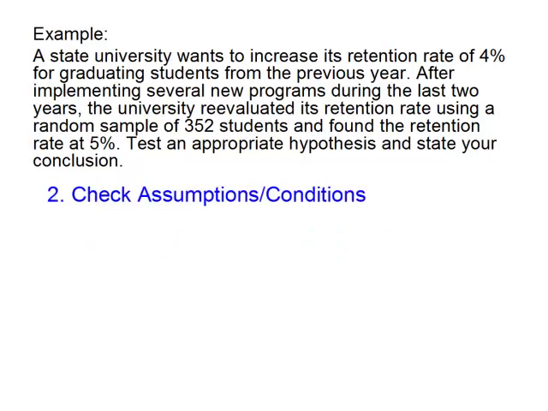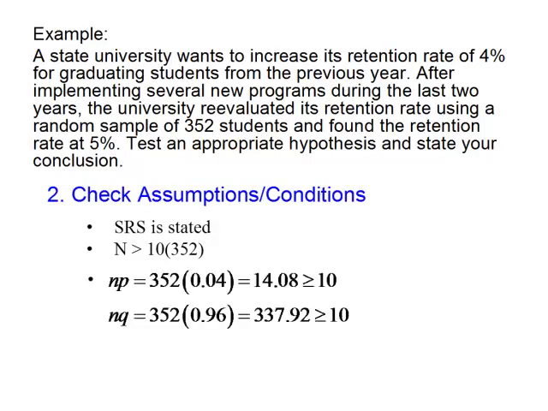Step number 2, check the assumptions and conditions. We have a simple random sample. It's stated. We can safely assume that our population size is greater than 10 times 352, and we're going to find out if np and nq are both greater than or equal to 10.